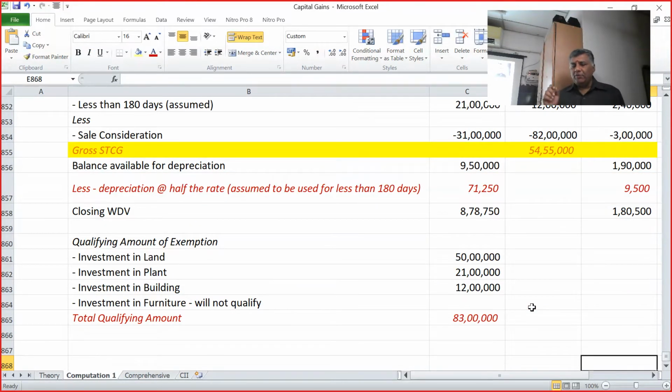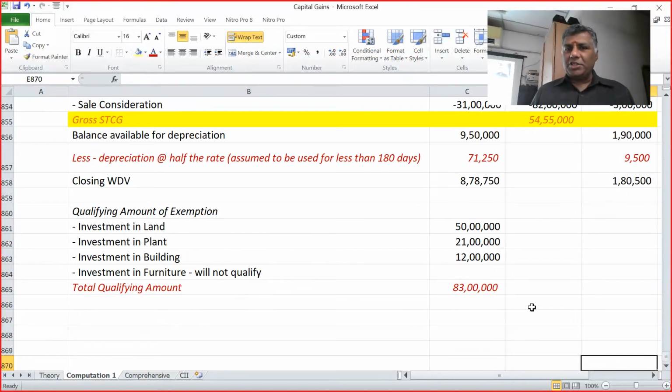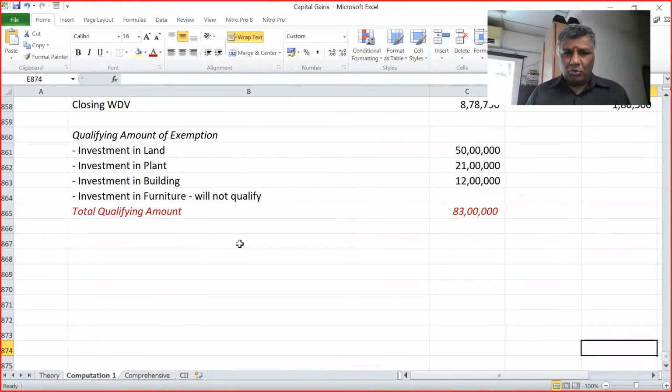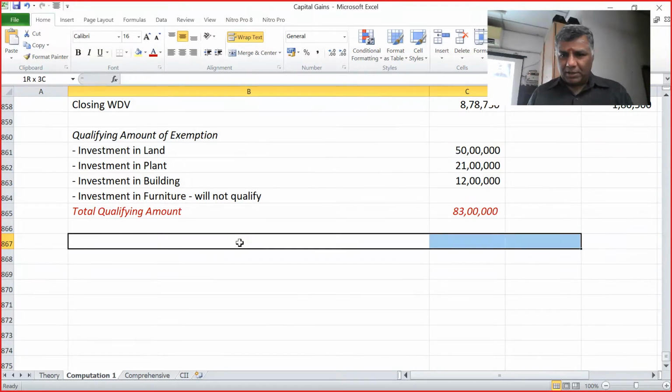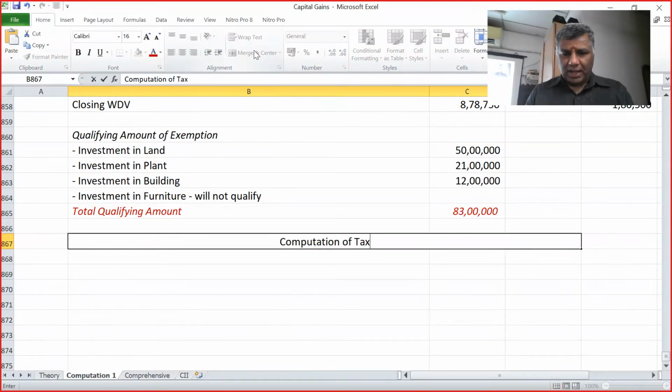Investment in land will qualify for exemption. Investment in plant will qualify for exemption. Investment in building will qualify for exemption, whereas furniture will not qualify. Now let us compute taxable capital gains.